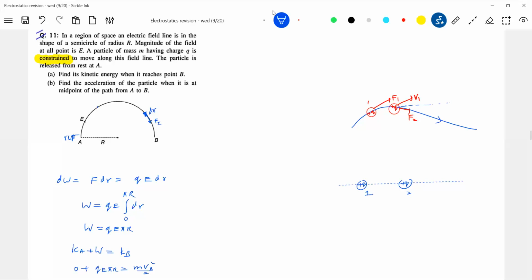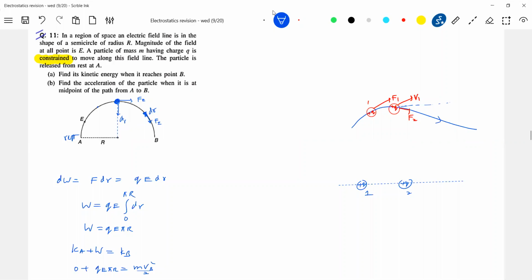Okay, now after this it is asking to find the acceleration of the particle when it is at the midpoint of the path from A to B. So where will the midpoint come here? So here the charged particle, what are the forces? Electrostatic force and the normal force, no? Centripetal force, better you call. Why do we call that centripetal force? Look at it, it is moving in a curved path, no? It is asking only acceleration.